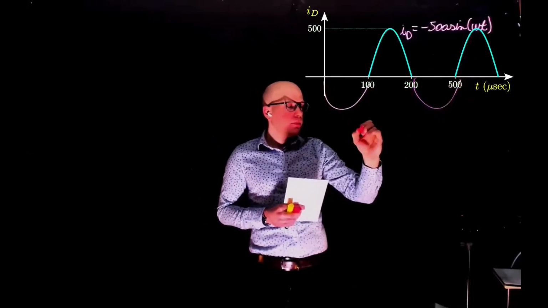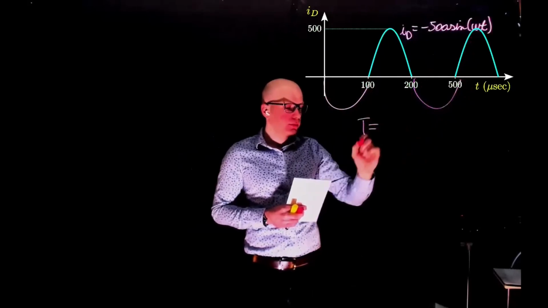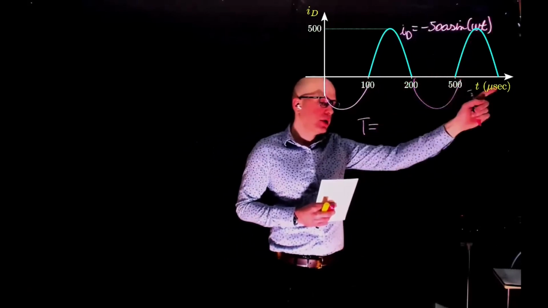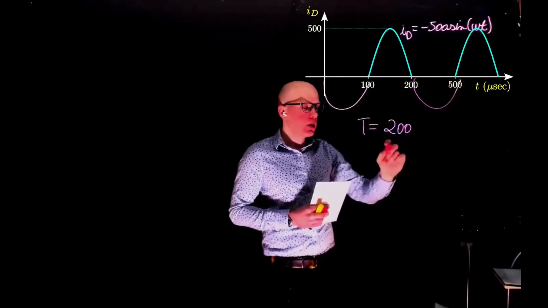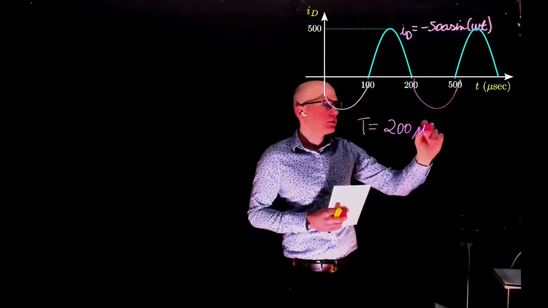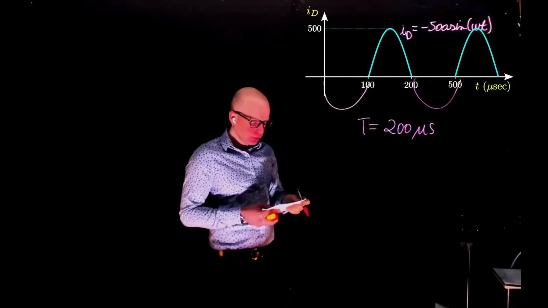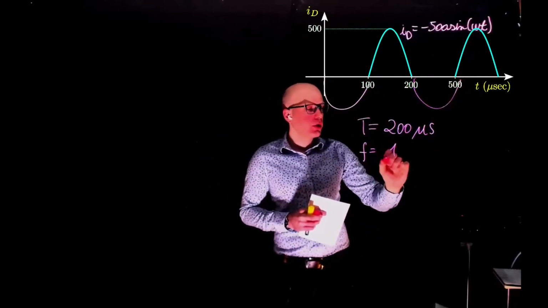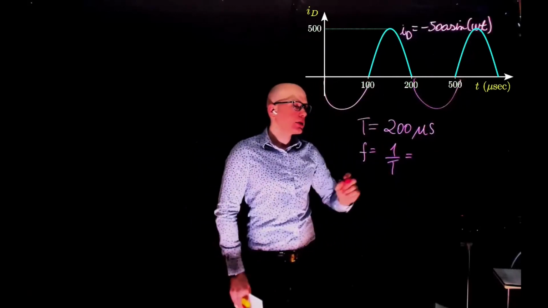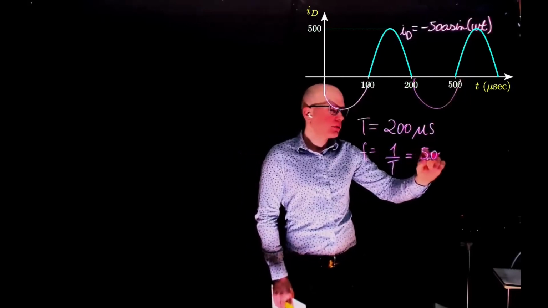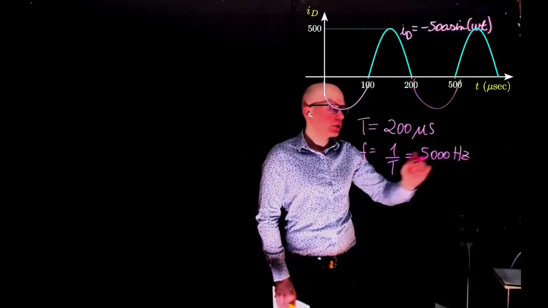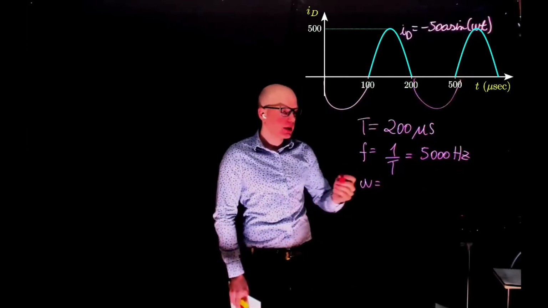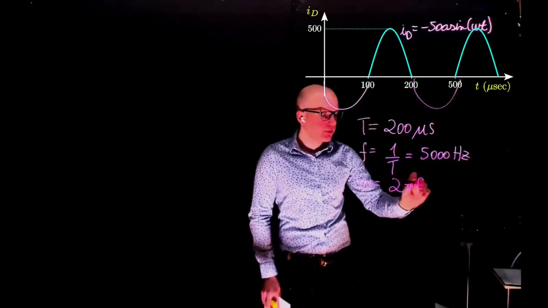What is the period of this signal? The period of this signal is from 0 to 200, then it will start to repeat. So the period is 200 microseconds, 200 times 10 to the power of negative 6 seconds. The frequency in hertz is 1 over T, and this is 5,000 hertz. Omega, the frequency in radians per second, is 2 pi times f.